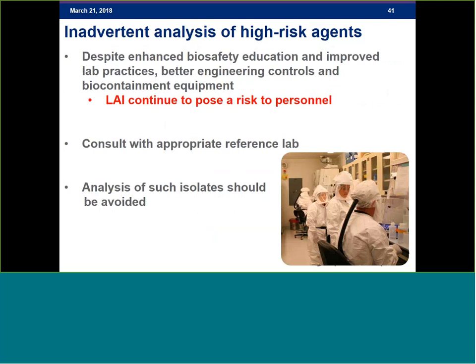Despite enhanced biosafety education and improved lab practices, better engineering controls and biocontainment equipment, lab-acquired infections continue to pose a risk to personnel working in medical and veterinary laboratories. If a high-risk infectious agent is suspected, labs should consult with the appropriate reference lab first. Analysis of such isolates should be avoided, as culture manipulation may heighten the risk of environmental contamination and/or personnel exposure.